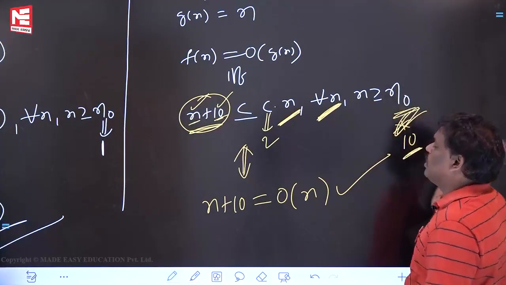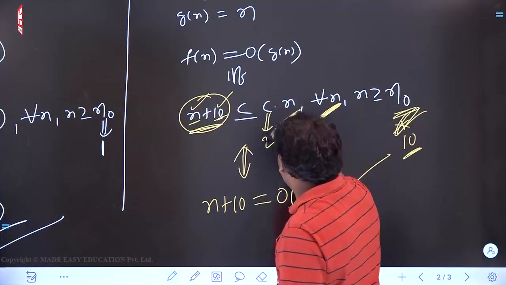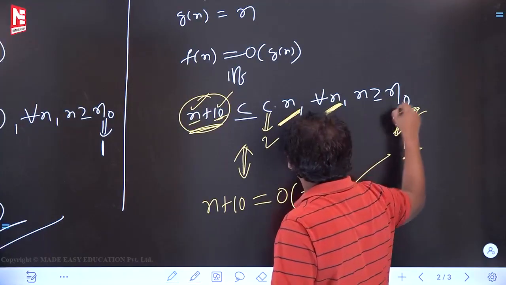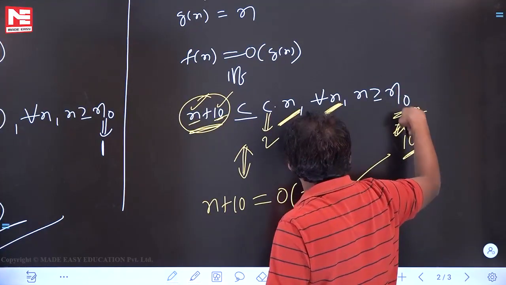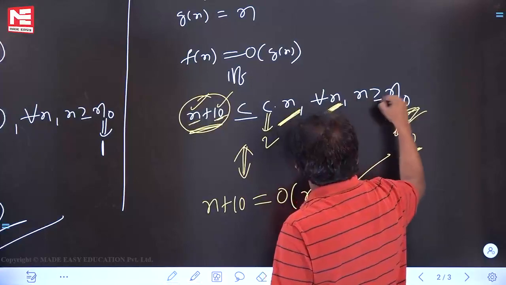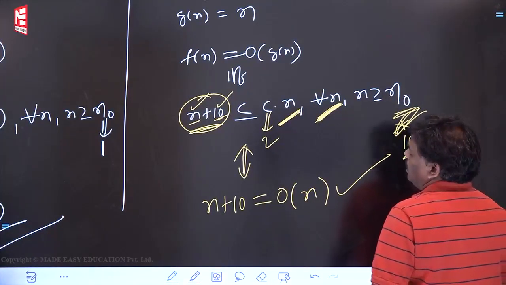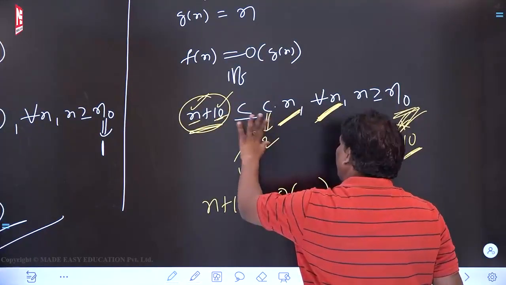10 onwards everywhere it is working. But it is not for all C. It is for all n, not for all n0. Please be careful. It is not for all n0. For all n where n is greater than or equal to n0. It is not for all C. If you can find one C, it's okay.